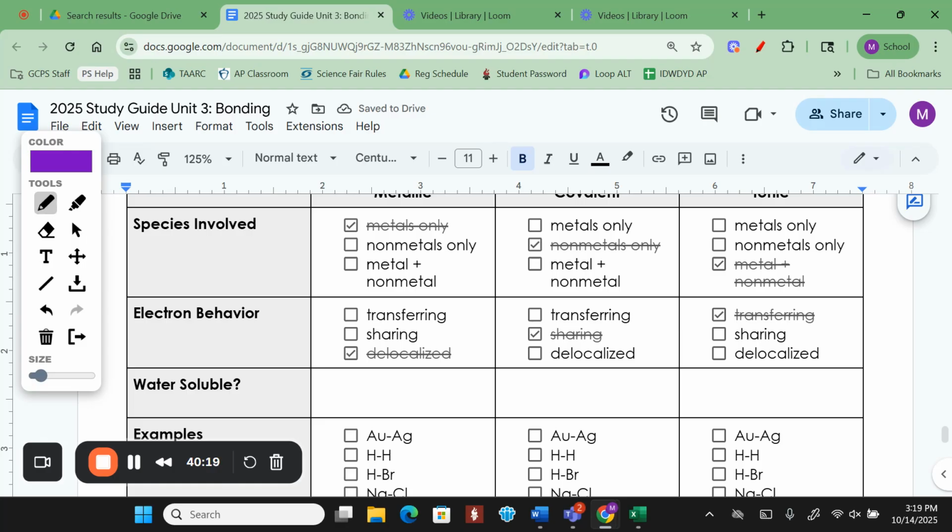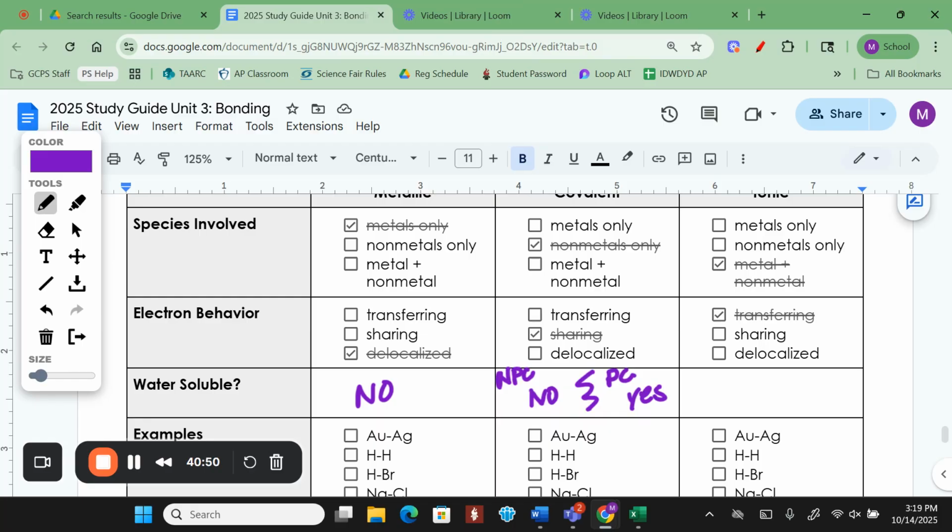Are these bonds soluble in water? Meaning, will it dissolve in water? Will a metallic bond dissolve in water? No. We know that metals like jewelry do not dissolve in water. Will a covalent bond dissolve in water? The answer is, again, well, let's say no and yes. If I'm nonpolar covalent, then that means no, because non means no. But if I'm polar covalent, then the answer is yes.